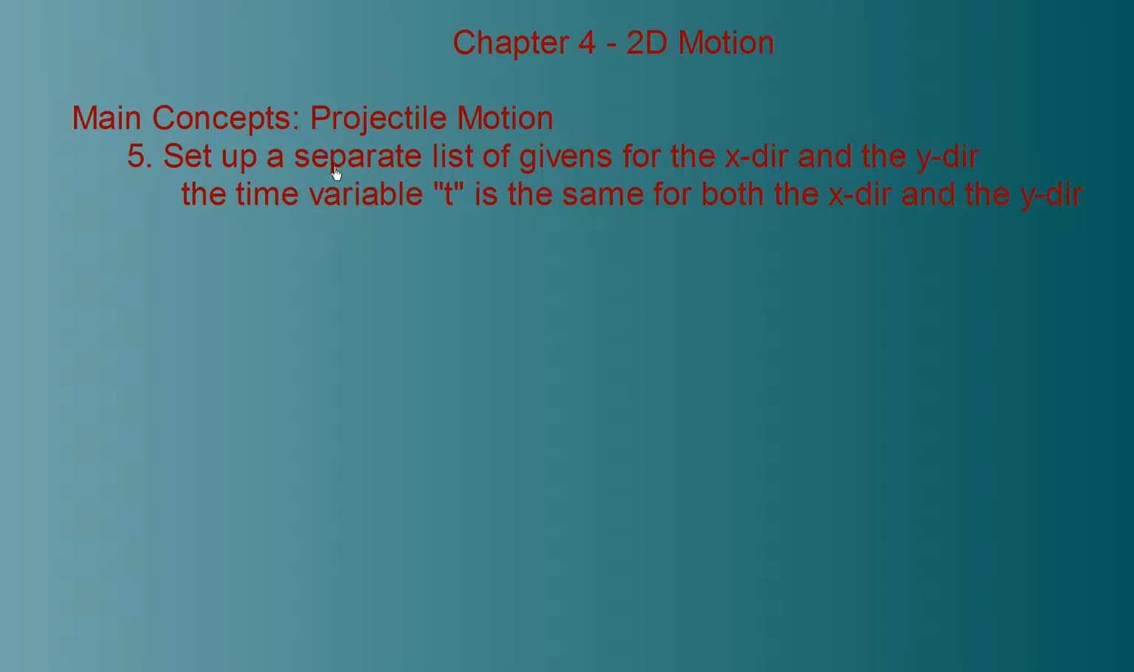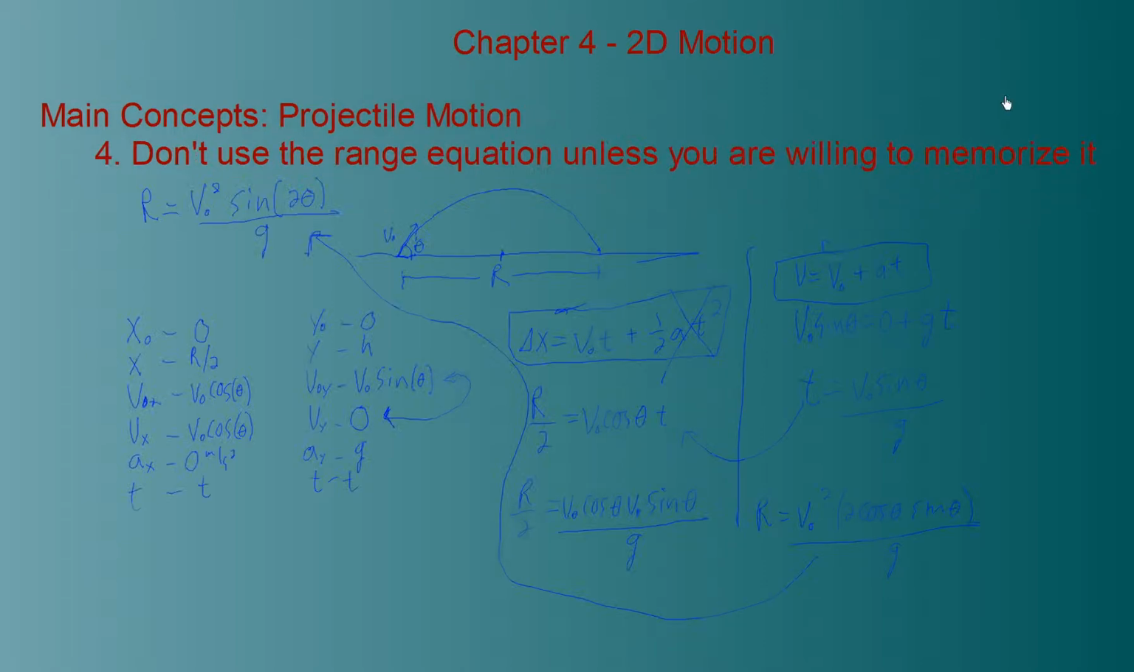And so yeah, we got that in order to solve projectile motion problems, it's very helpful to set up a separate list of givens for the x direction and the y direction, and the time variable t is the same for both directions. So that's what I did here to start us off, and then you just fill in what you know.